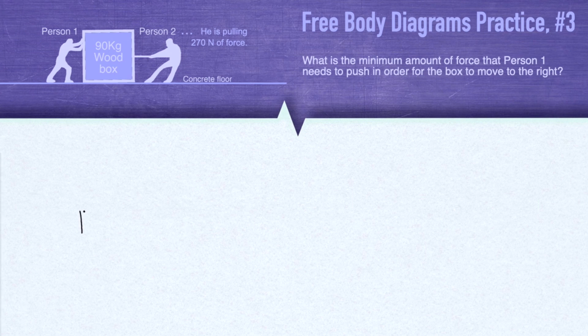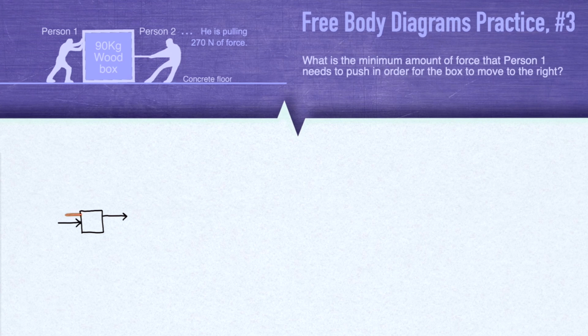So to solve this, the first thing we're going to do is draw a free body diagram. It's going to be a flat surface. It is not on an incline. One person is pushing, the other one is pulling, but they're both going in the same direction, so they're both working together.